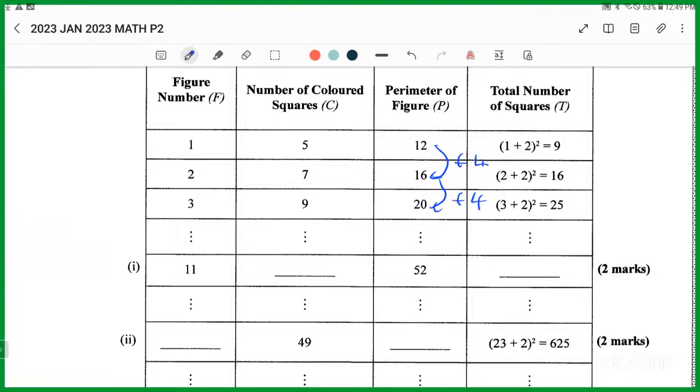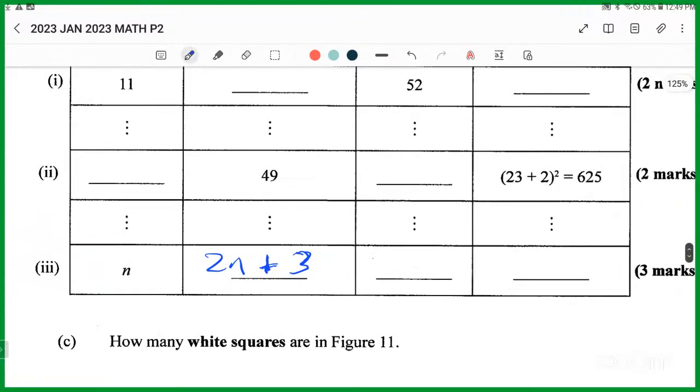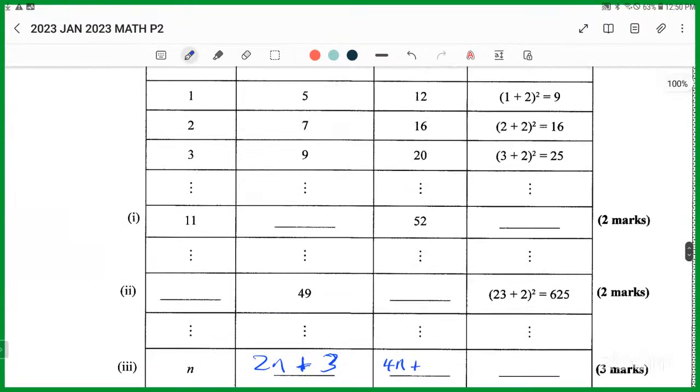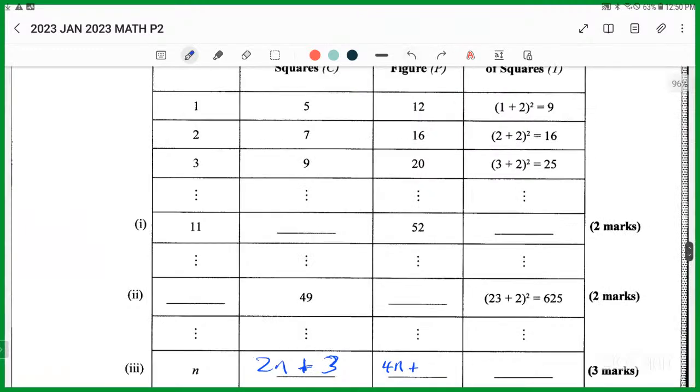Plus 4. So 4n is a part of this formula here. This one has 4n in it. The first figure, 4 times 1 is 4. We have to add 8 to make the 12 in the first figure. So add 8.